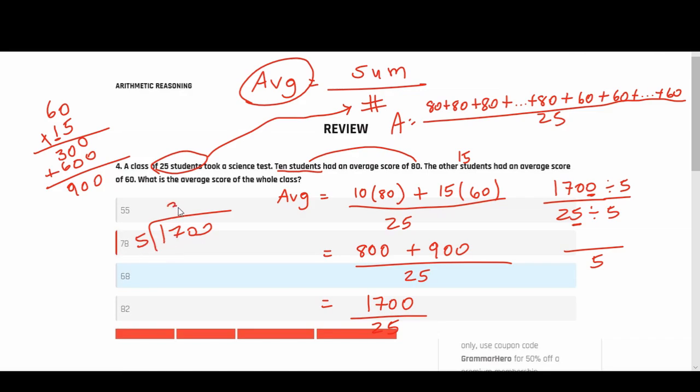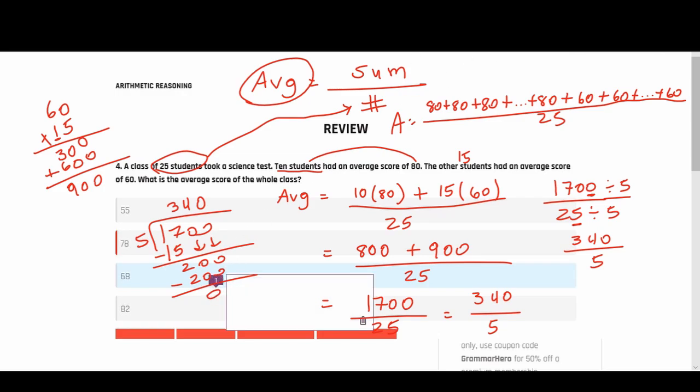5 goes into 17 3 times without going over. 5 times 3 is 15. 17 minus 15 is 2. Drop down this 0, drop down this 0. 5 goes into 20 4 times. 5 goes into 200 40 times. 5 times 40 is 200. So we can reduce that. This reduces to 340 divided by 5. Again, division with 5 is much easier than division with 25. So let's go ahead and keep working this out.